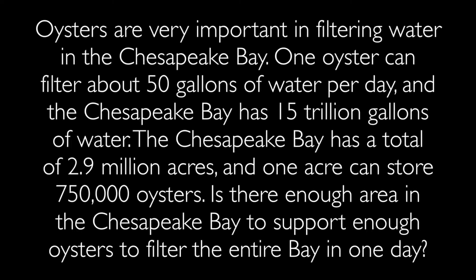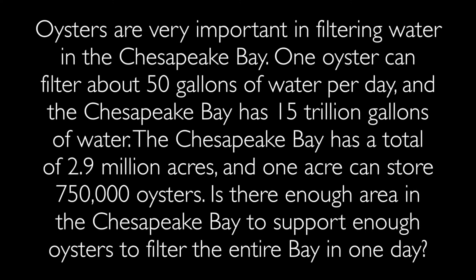Today we're going to work on a math problem from a recent TJ SIS exam. Oysters are very important in filtering water in the Chesapeake Bay. One oyster can filter about 50 gallons of water per day, and the Chesapeake Bay has 15 trillion gallons of water. The Chesapeake Bay has a total of 2.9 million acres, and 1 acre can store up to 750,000 oysters.